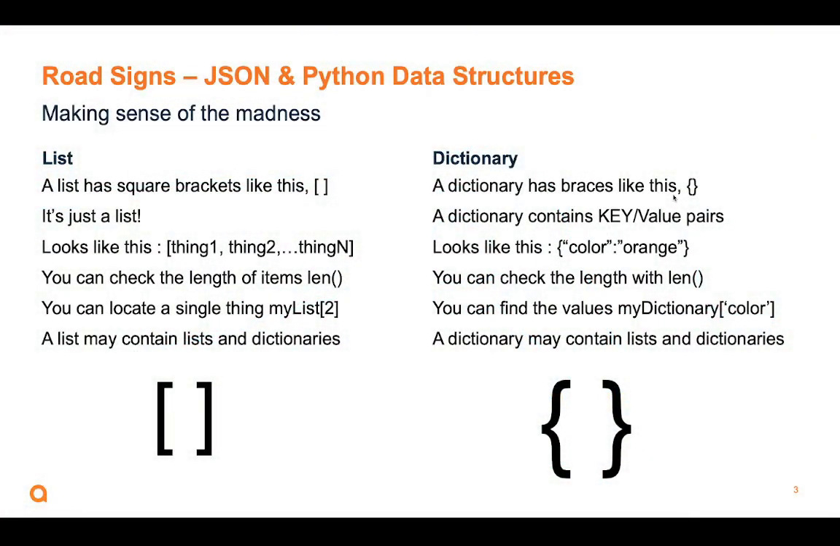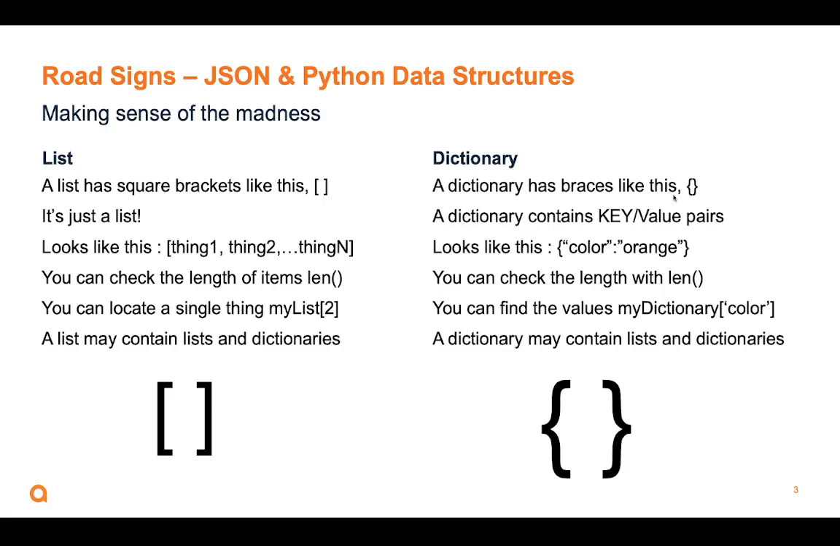Now, luckily for us, JSON and Python data structures are almost identical, right? So we look for the square brackets. Anything that starts with a square bracket and ends with a square bracket is just a list of things. So it's thing one, thing two. They can be very complex things, but it's just a list of things nonetheless. Dictionaries, on the other hand, have these curly braces and they're key value pairs. So I'll have a key called color and it's followed by the value orange. Now, this could be a value, could be a dictionary, or the value could be a list, and this can get very deep and complex fast.